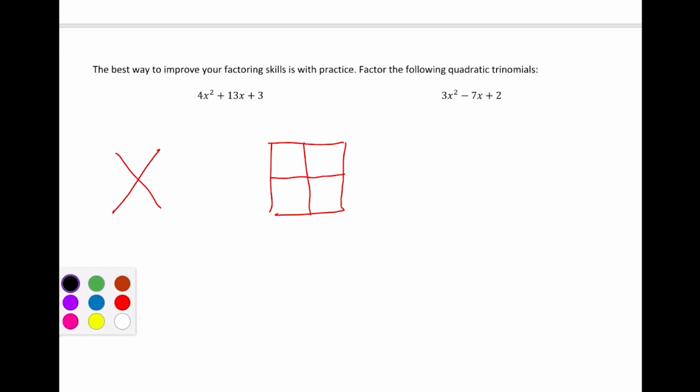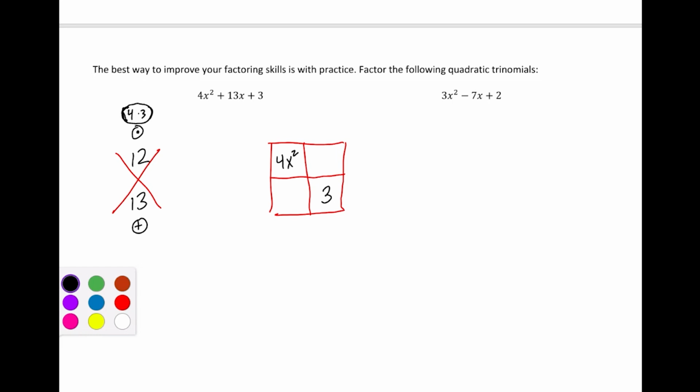Okay. All right. Now to get this all set up, the first term goes in the top left, 4x squared. The last term goes in the bottom right. And to fill in those other two boxes, I'm going to use my big X to help me with that. The number that I'm trying to multiply to is going to be 4 times 3, which is 12. And the number that I'm trying to add to is just that middle term, 13.